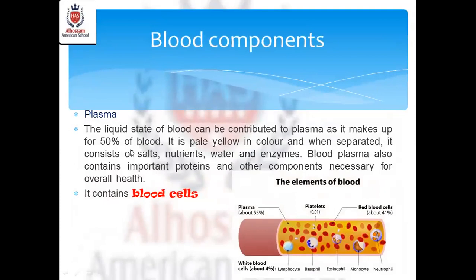We will begin with the major component of the blood, plasma. It is considered as a liquid state of the blood, and it makes up 50% of the blood. It's pale yellow in color when we separate it, and it consists of salts, nutrients, water and enzymes. It also contains important proteins. Its main function is to carry the blood cells all over your body, so it's very important actually.